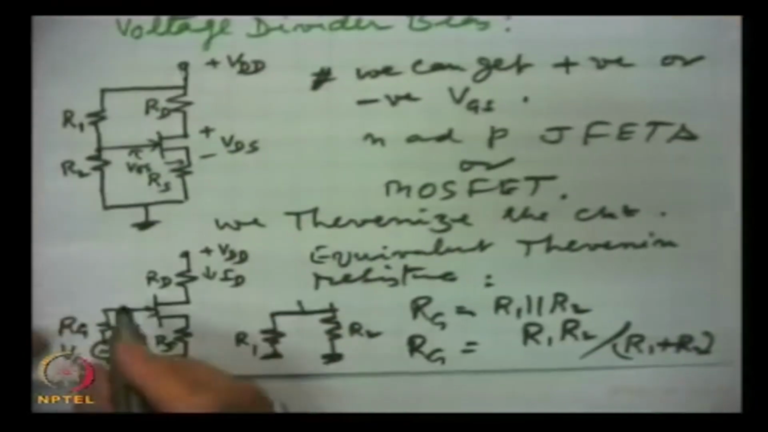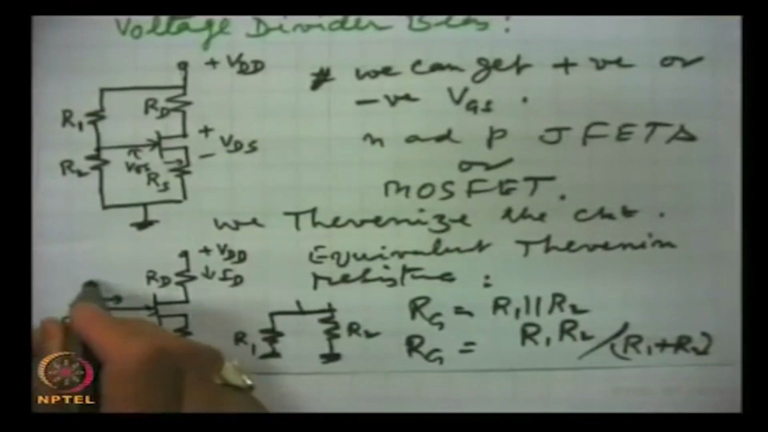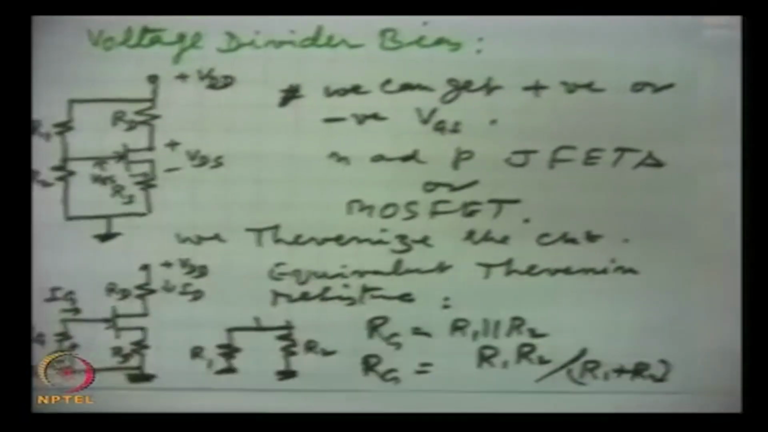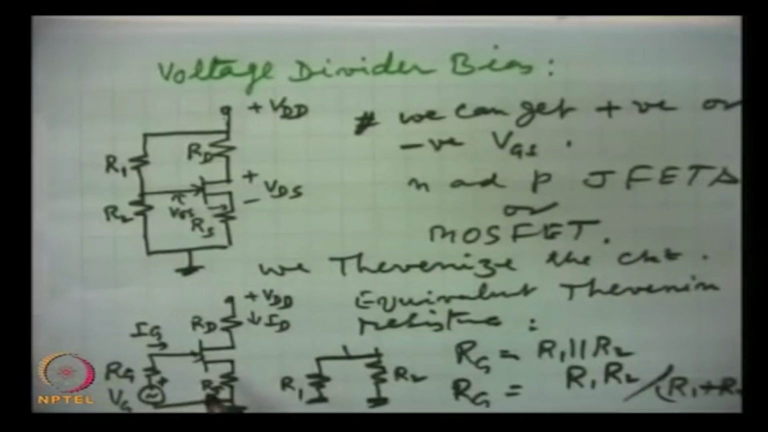Now once this is there, this current we take as IG, and we apply the summation of voltages, that is Kirchhoff's voltage law in the gate source circuit of this.